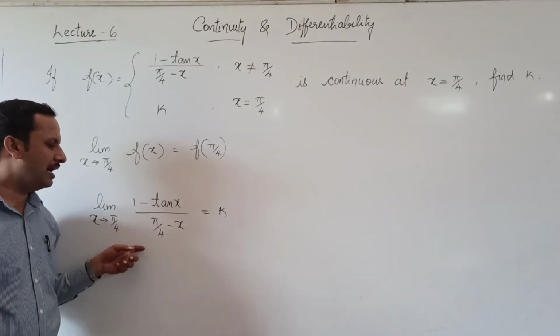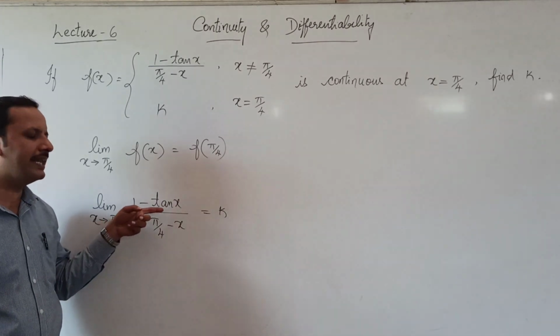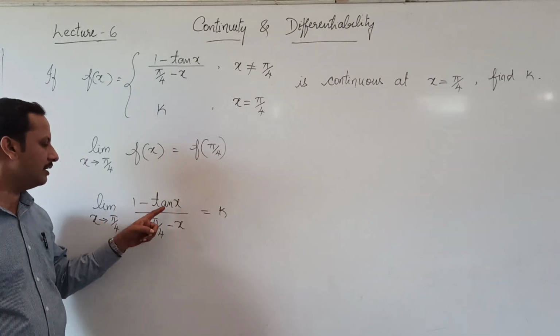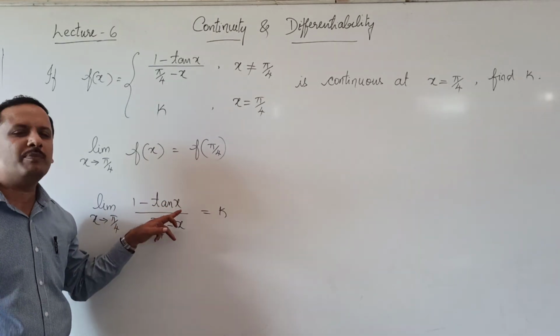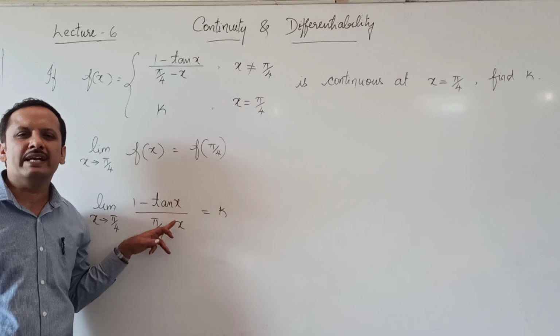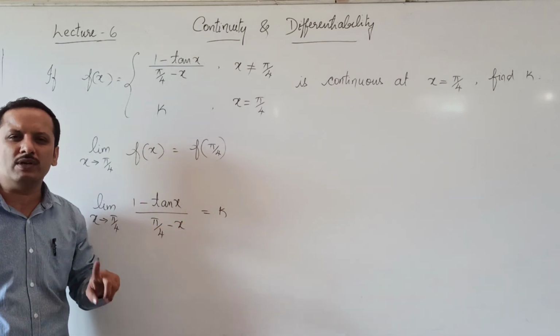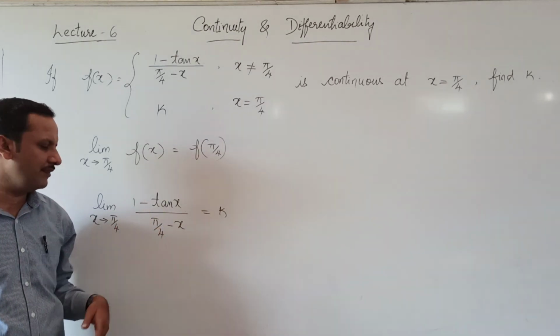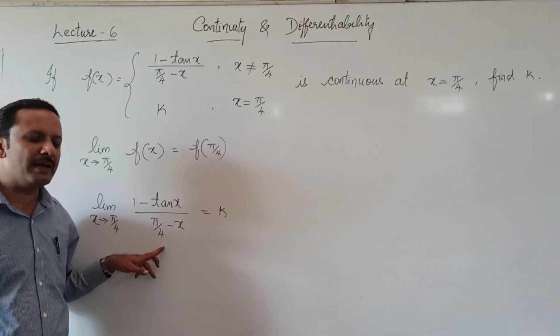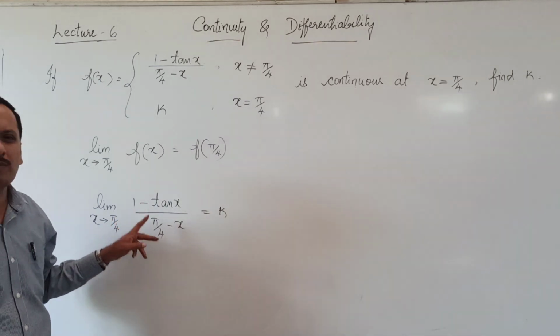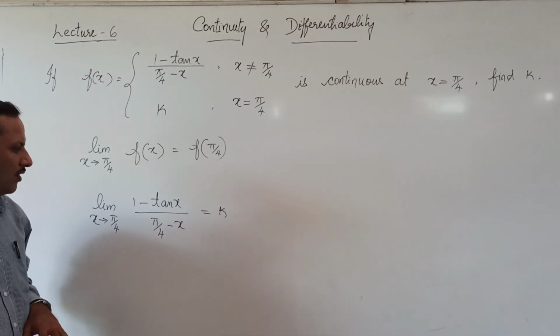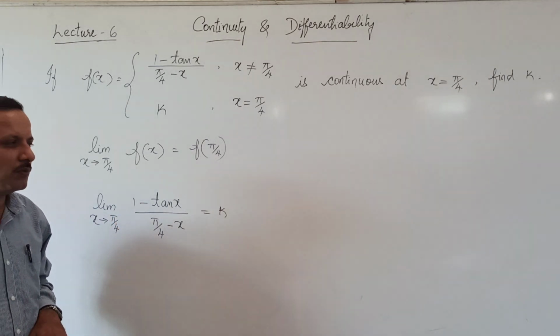Well, now we have to evaluate this limit. Here if we directly apply the limit, that means putting x equal to pi by 4, we get tan pi by 4. Tan pi by 4 is 1. 1 minus 1 will give you 0. Denominator pi by 4 minus pi by 4, that is also 0. 0 by 0, an indeterminate form. Okay. So then what else can we do?